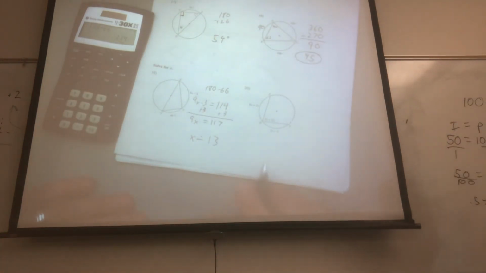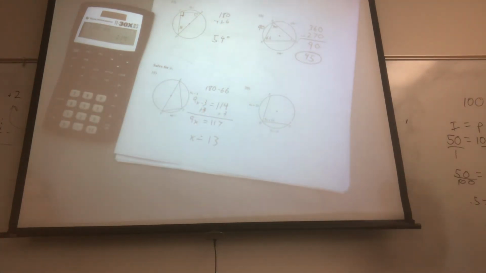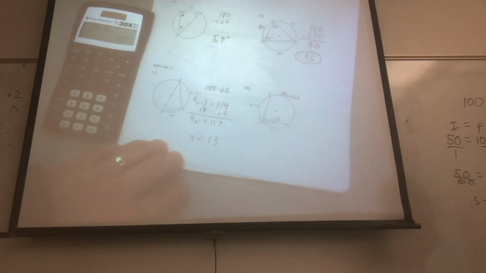And then number 20, the last one I have here. This is the most complicated problem on here, but it's still not that bad. I have an inscribed angle. The arc is going to be double that. So I just take this first one and multiply it by 2. That's 10x plus 22. Then I'm going to put all of these together. So 10x plus 22 plus 6x plus 21 plus 7x minus 5.